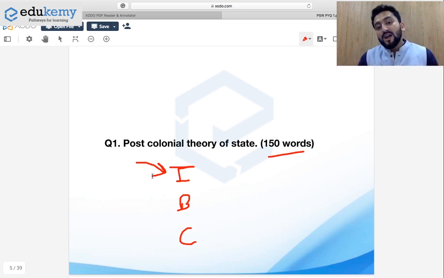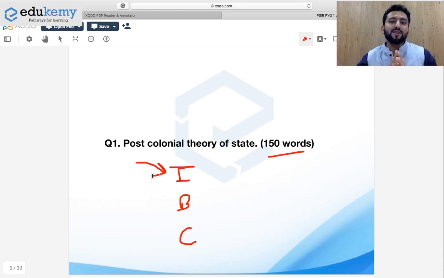If it is a 150 word question, then 20% is 30 words. So you should restrict your introduction to 30 words. Now the point is, what should be included? Many students, in the introduction, just explain a particular keyword. That's it. That is the introduction.